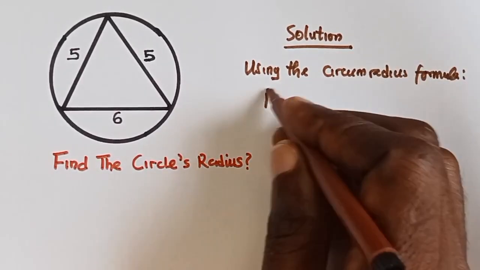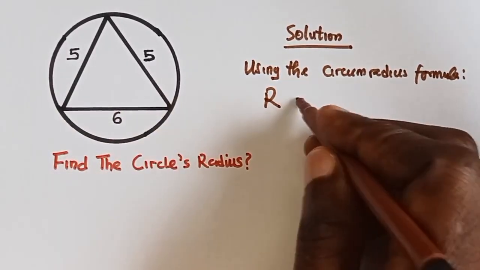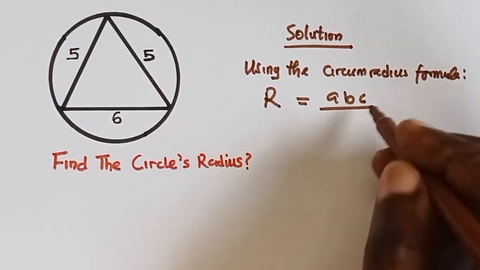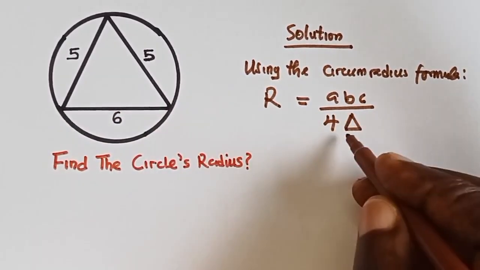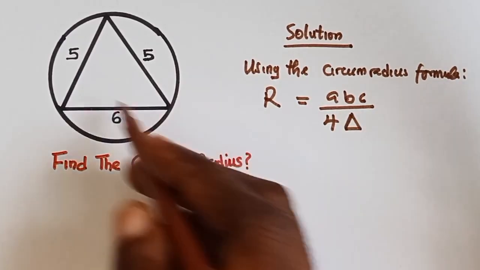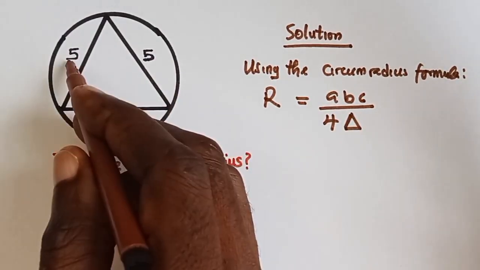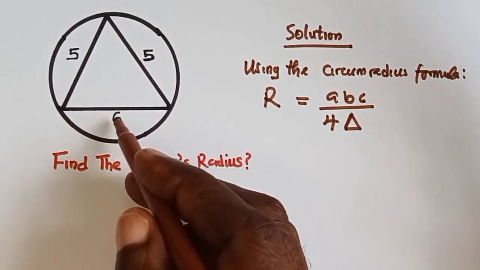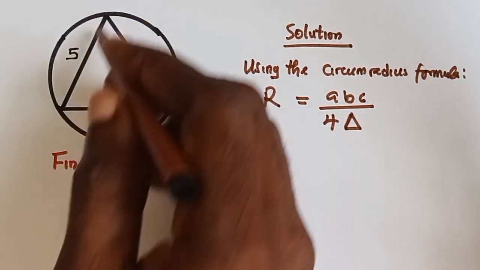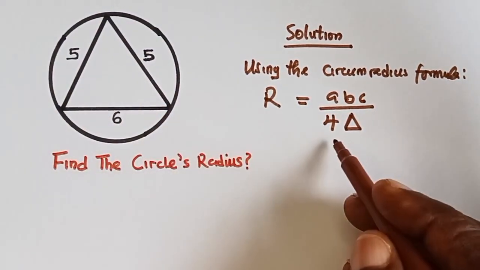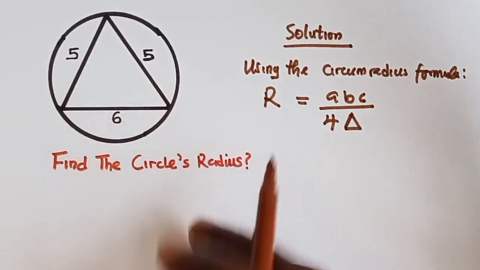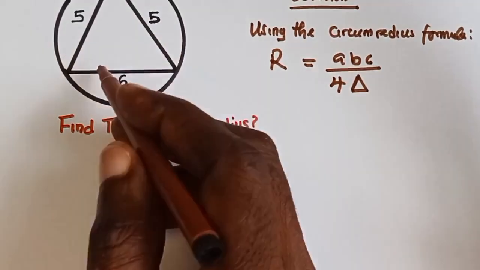The formula says that the radius of this circle is equal to ABC over 4 times the area of the triangle. All right, so the ABC are the sides of the triangle. This is A, this is B, this is C, and then we are going to find the area of this triangle multiplied by 4. That would give the radius of the circle. Okay, now, how do we find the area of the triangle?